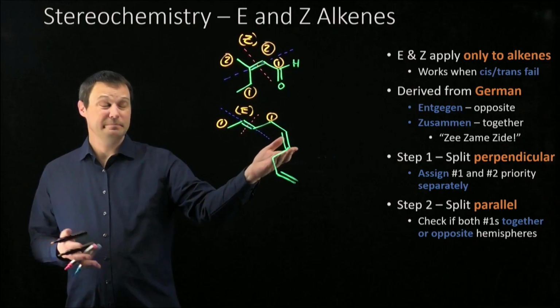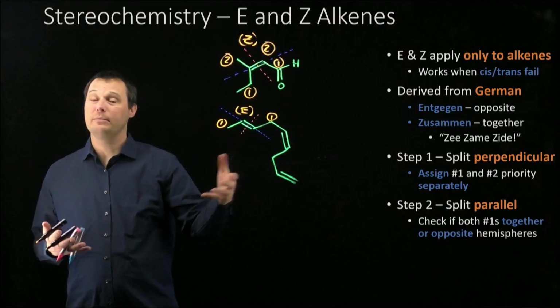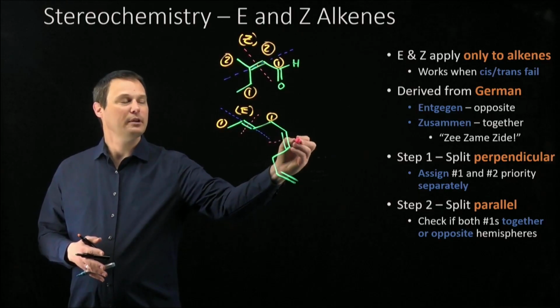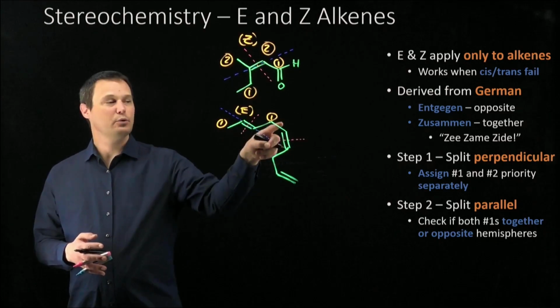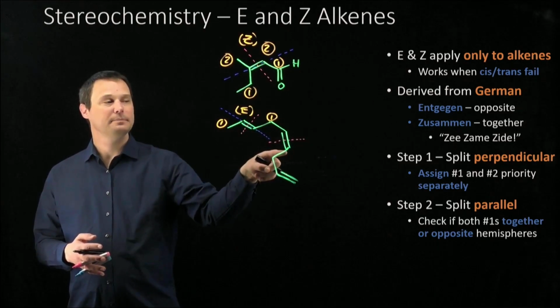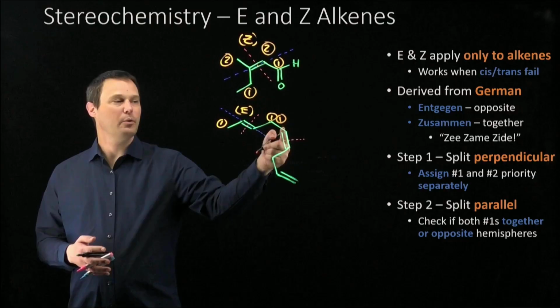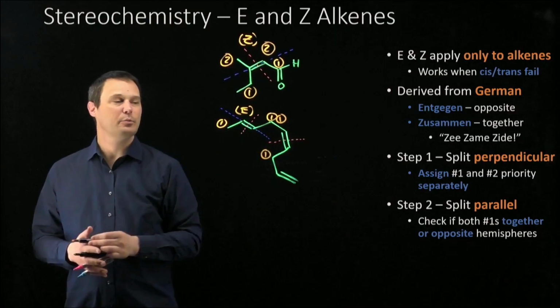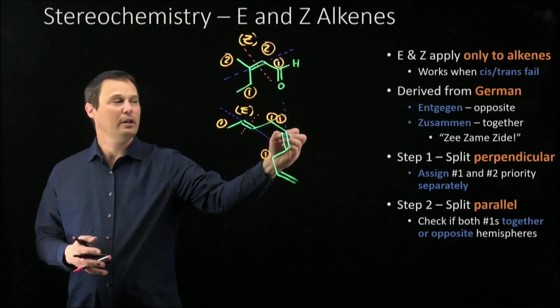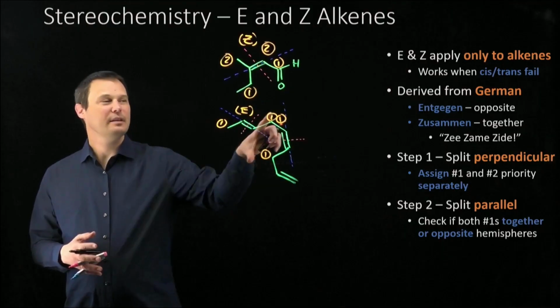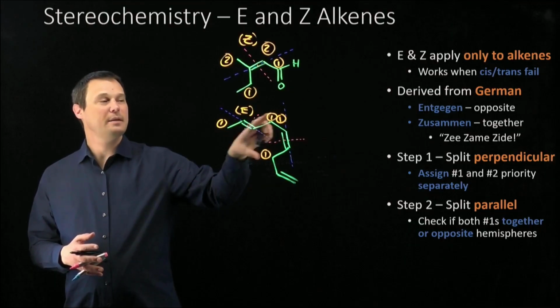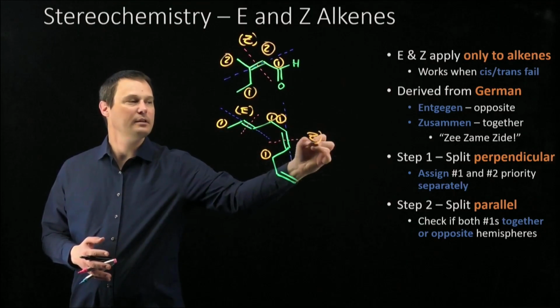Alkene drawn vertically? Who cares? Orientation doesn't matter. The rules are the same. Split the molecule perpendicular to the alkene. Prioritize the groups on each side of the alkene separately. On the top carbon, the carbon chain is priority 1, and on the bottom carbon, the carbon chain is also priority number 1. Draw a line parallel through the alkene like an equator. These 2 number 1 groups are together in the same hemisphere of the molecule. This alkene is a Z alkene.